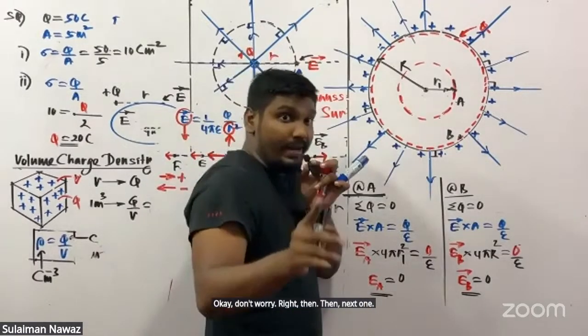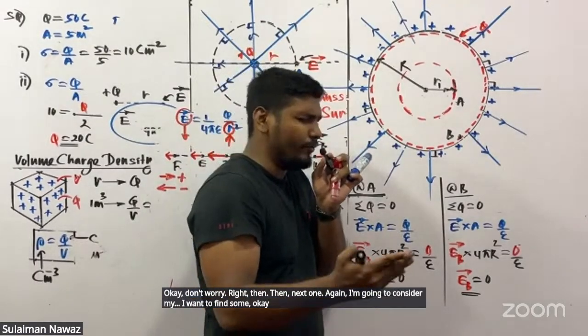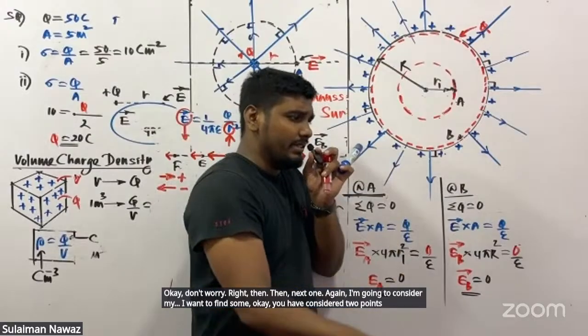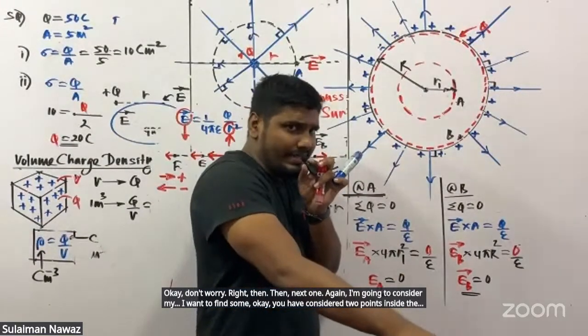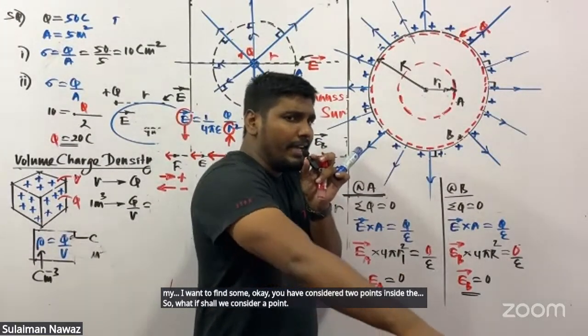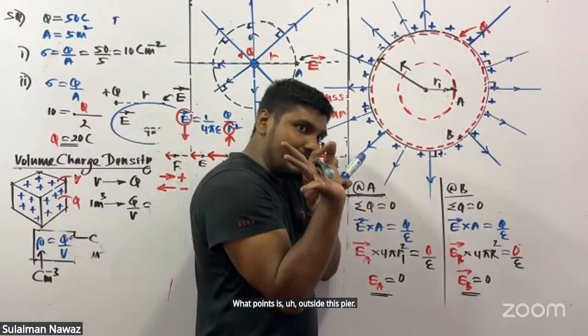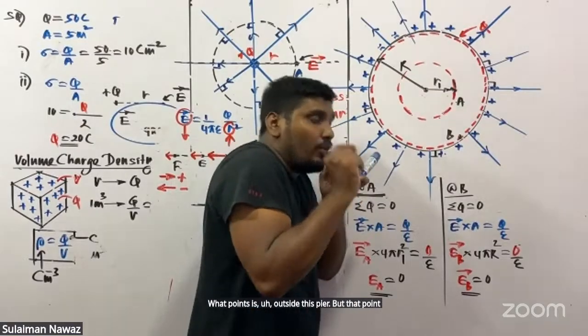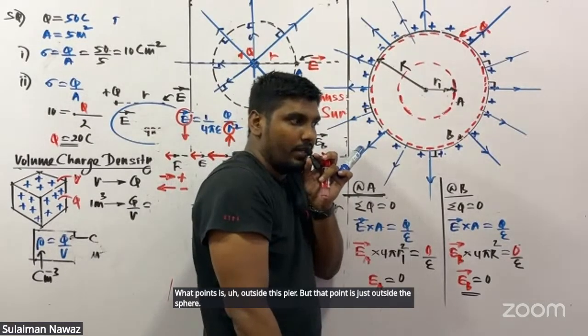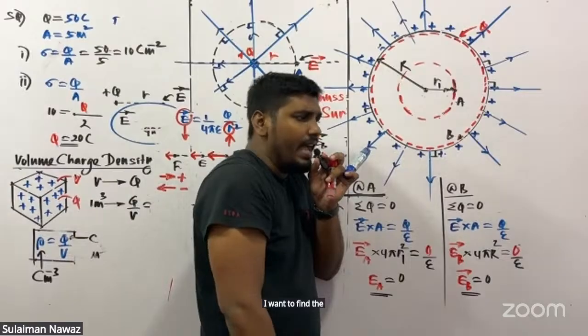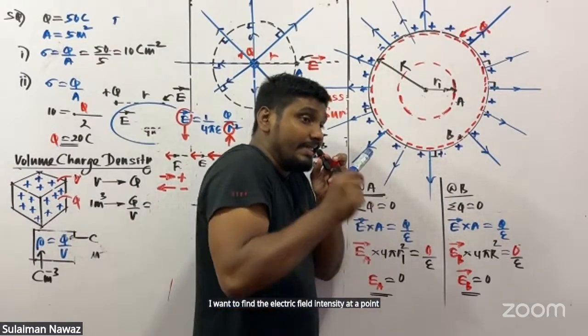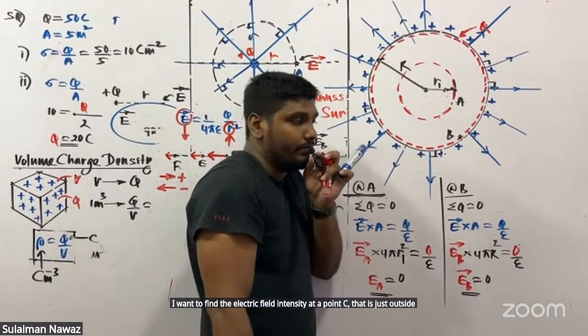Then the next one. You have considered two points inside the sphere. So what if we consider a point C that is just outside the sphere? I want to find the electric field intensity at point C, just outside the sphere.